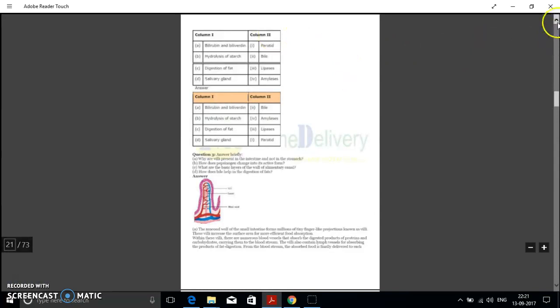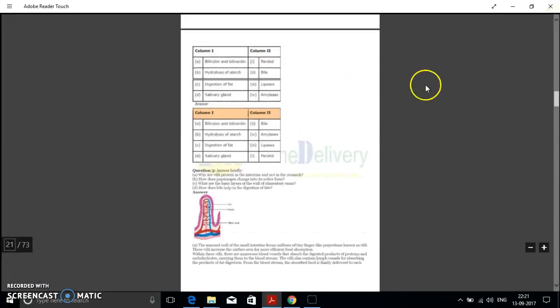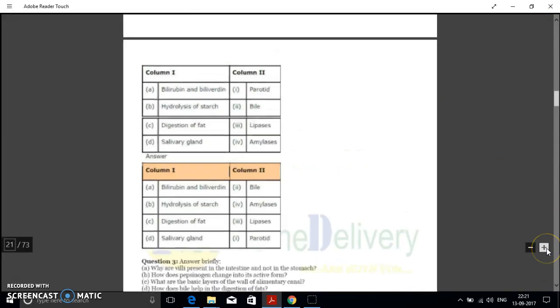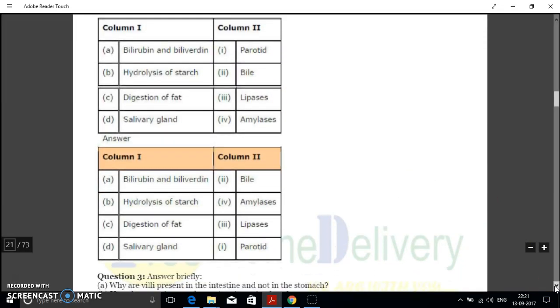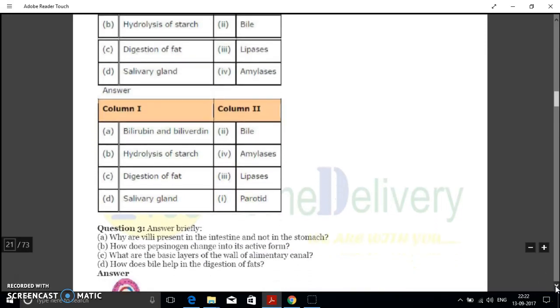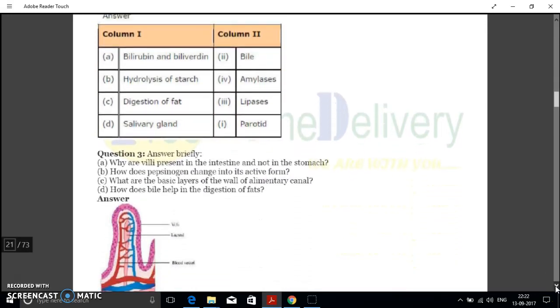So starting from question number 2, actually it is the match the following. So you have to match the column 1 with the column 2. It's a simple one. In column 1, bilirubin and biliverdin are the components of bile mainly. The bilirubin is the bile pigment, biliverdin is another component, so it matches with bile. Hydrolysis of starch is done by amylase, digestion of fat by lipase, salivary gland, parotid. Parotid is one of the salivary glands, others are submandibular and all.